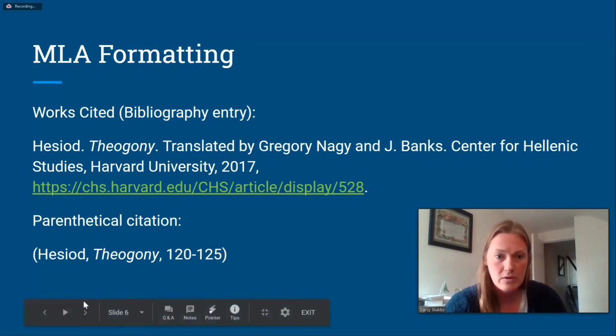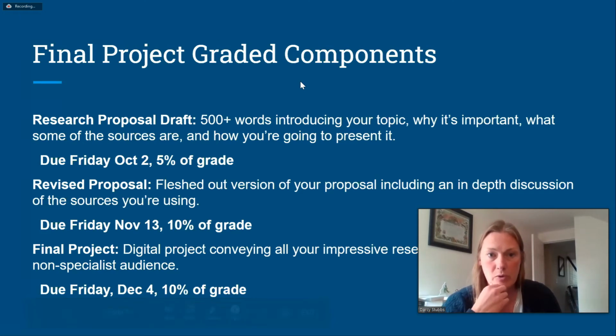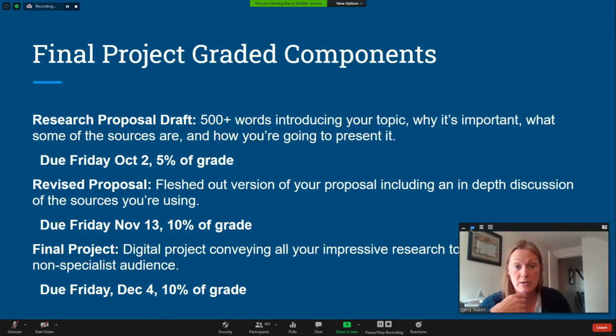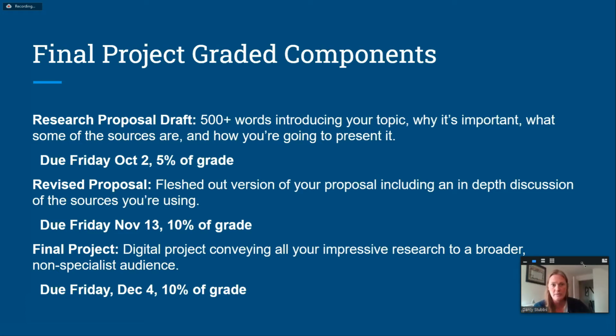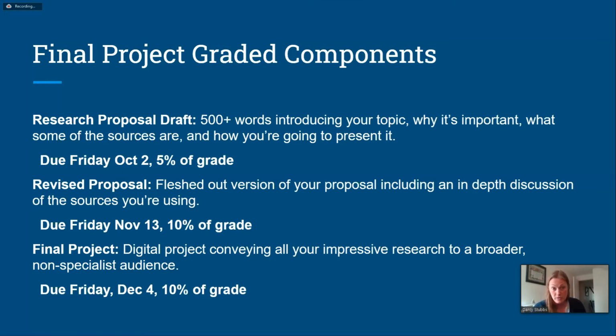So next, let's just go ahead and check out some of the final project grading components. There's going to be 3 different areas that you're going to want to pay attention to for this final project. And the first one is coming up. You've got about 3 weeks for this. So that's going to be your research proposal draft. Now, this is going to be about 500 words, and it's going to be due October 2nd, and it's going to be 5% of your grade.